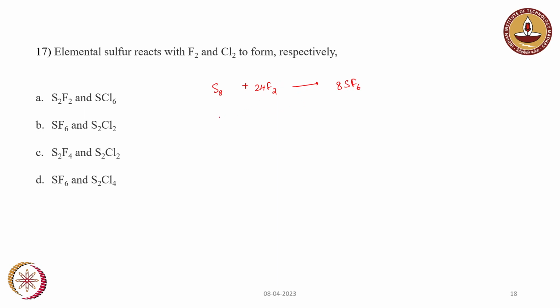And with chlorine, S8 plus Cl2 will give S2Cl2. So 8 sulfur, so 4 S2Cl2, so 4 Cl2. So the answer is option B. With fluorine, it forms SF6, and with Cl2, it forms S2Cl2.